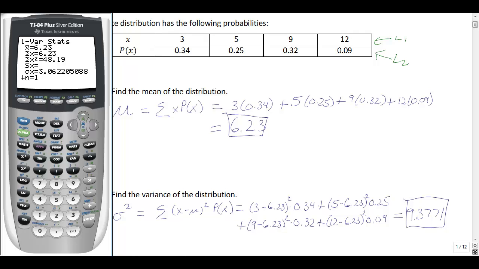What you'll notice here, it has the x bar, which is really, okay, it's viewing this as a sample in that case, but the notation, it's the same thing for a mean. That's mu, that's 6.23. We get sum of x's, sum of x squared, sometimes you use that. Note the sample standard deviation is missing. That's because when you have a distribution, they're really viewing it as a population. So there really is no sample standard deviation. Just the standard deviation, 3.0622.